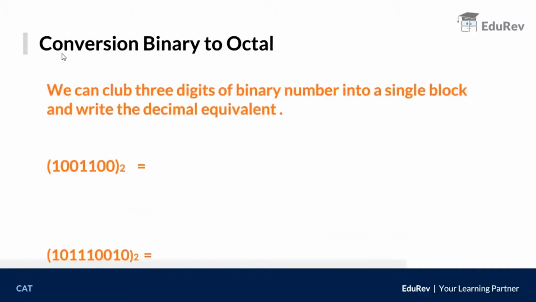Okay? Now let's look at the conversion from binary to octal. Now this process is slightly different. In this, what will we do? We can club 3 digits of the binary number together into a single block and write the decimal equivalent of that. Meaning, see, this is your example. So our number is 100, then 1100. So what will we do? We'll start from the right hand side. We will form blocks of 3 numbers.